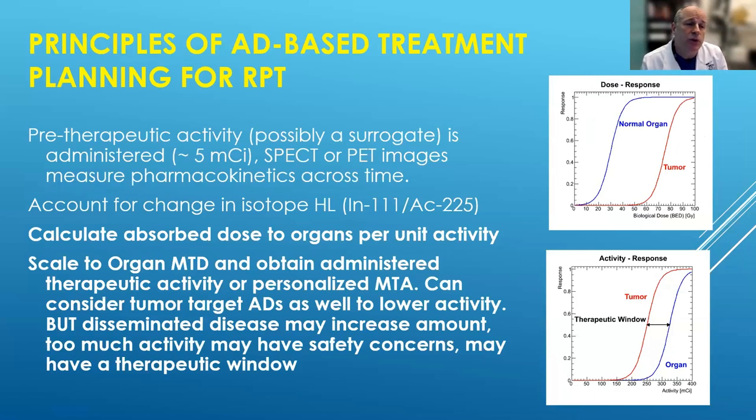And this is a huge push that is going on right now, and there's a lot of momentum behind it, but there are also a lot of reasons that we haven't been able to get there yet. And the idea is you would use dosimetry for treatment planning, just like you do in external beam. The way that would work is you would give a pre-therapeutic activity or possibly a surrogate of a small amount of activity to the patient, take serial SPECT or PET images and do exactly what I described: measure the activity uptake and the retention, quantify that activity, convert it to absorbed dose, and then you can calculate the absorbed dose to the organs per unit activity.